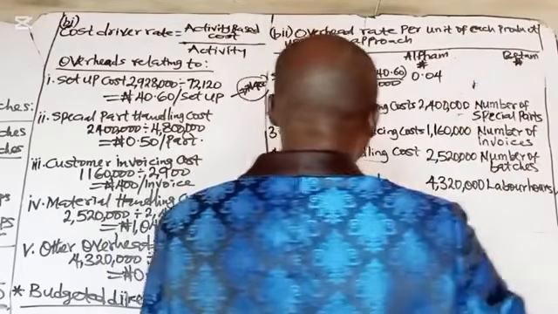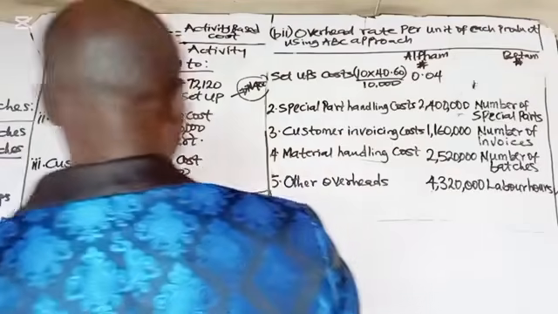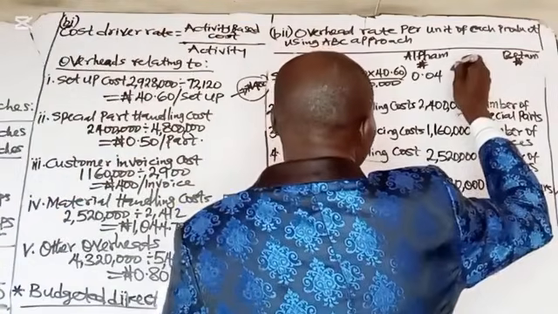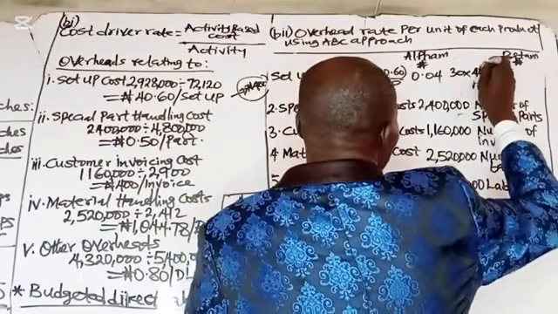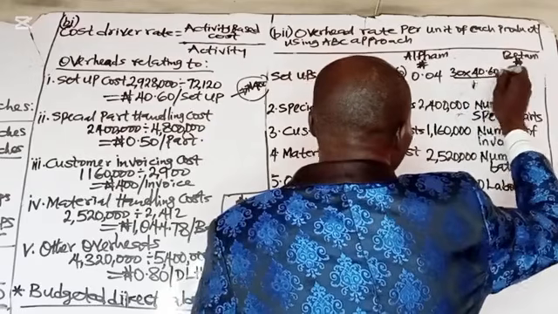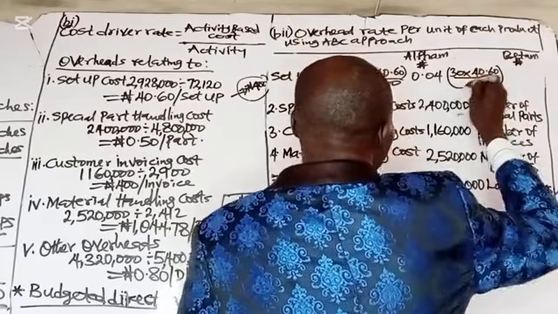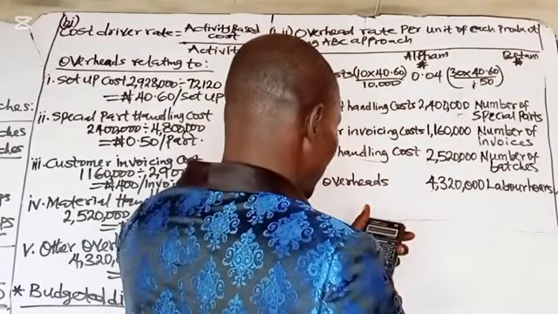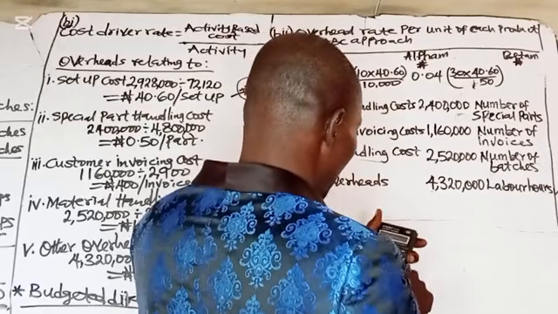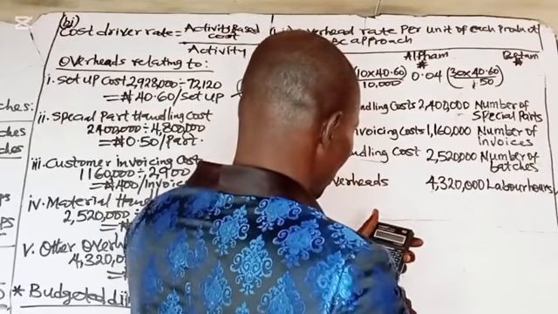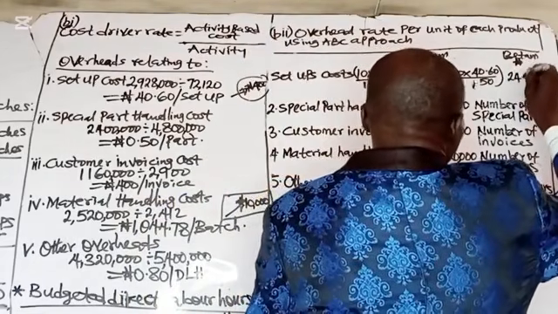While for Betam, the number of setups is 30. So we have 30 times 40 naira 60 kobo divided by the batch size of 50. So that will give us 30 times 40.6 divided by 50. That gives us 24 naira 36 kobo.